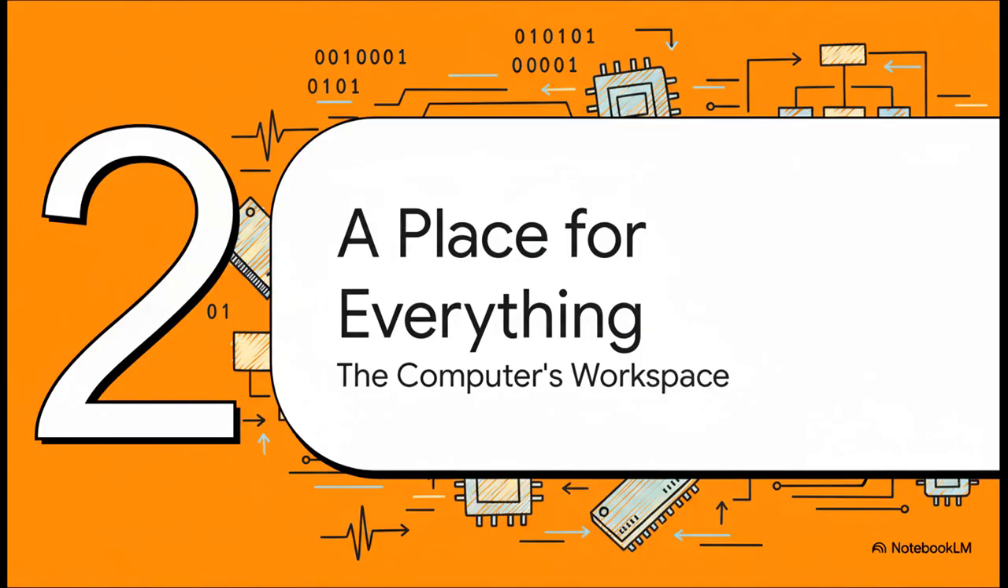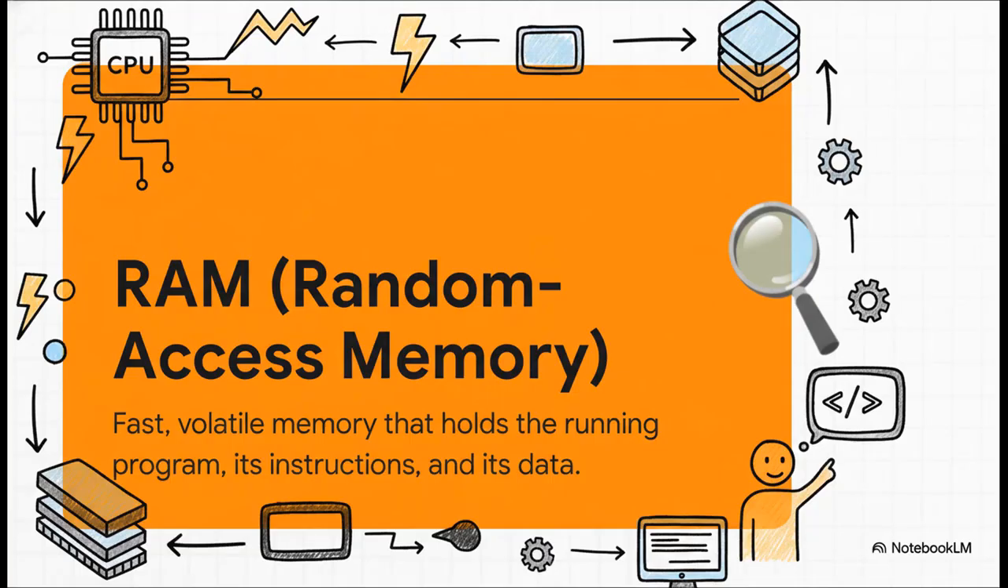All right, so our instructions are translated. Awesome. But before the CPU can get to work, both those instructions and any data they need to use have to be loaded into the computer's main workspace. And that workspace is called RAM, or Random Access Memory. The best way to think about it is as the computer's active workbench. It's fast, it's ready to go. Anything the computer is currently thinking about is sitting right there in RAM.